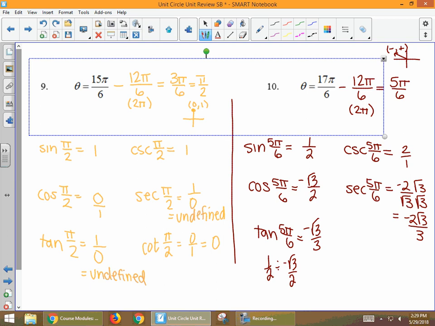Where tangent is radical 3 over 3, cotangent is radical 3. You have some options with cotangent. You can flip tangent and rationalize and reduce. Or you can do cosine divided by sine if you don't have cotangent memorized. So cosine divided by sine here would look like this. And you could do your flip the second and multiply.